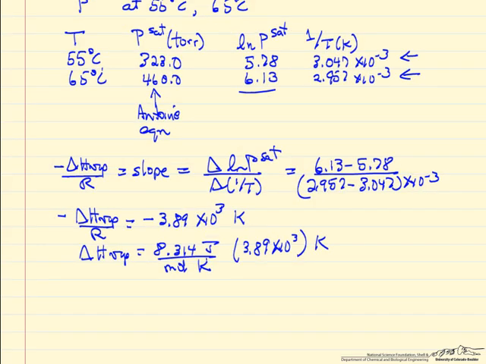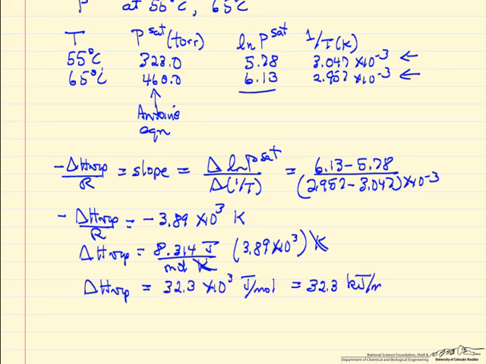So I've substituted in the values here using a gas constant value of 8.314. So we're going to have the heat of vaporization in joules per mole, the Kelvin cancel. And we've calculated the heat of vaporization for benzene at 60 degrees C to be 32.3 kilojoules per mole.